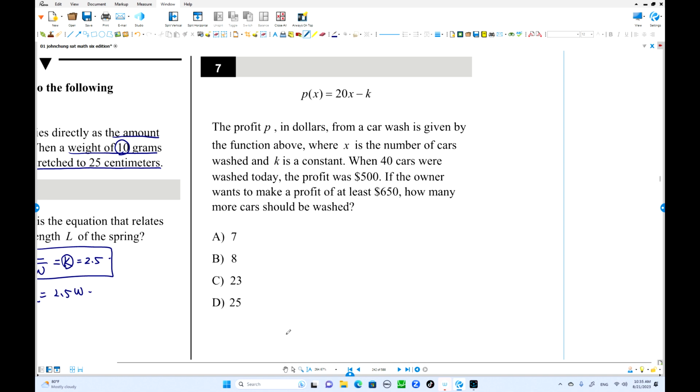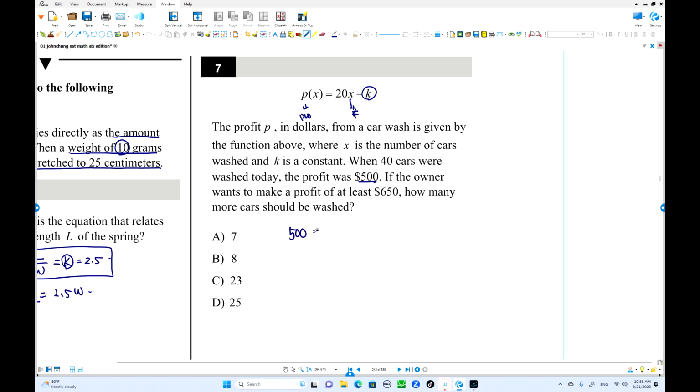Right, now number 7. The profit in dollars from a car wash is given by the function above. X is the number of cars. This is the number of cars. This is the profit. Okay, when 40 cars were washed today, the profit is 500. So you're gonna find this K over here, okay?